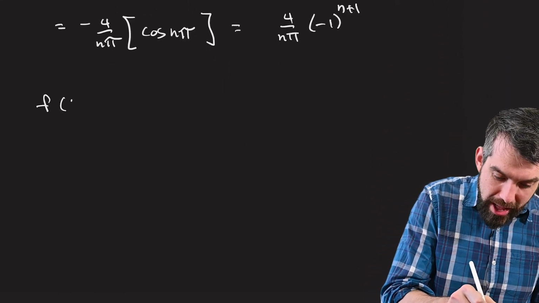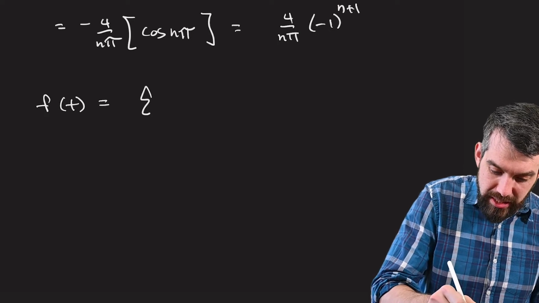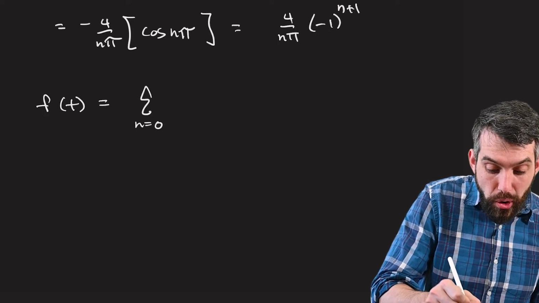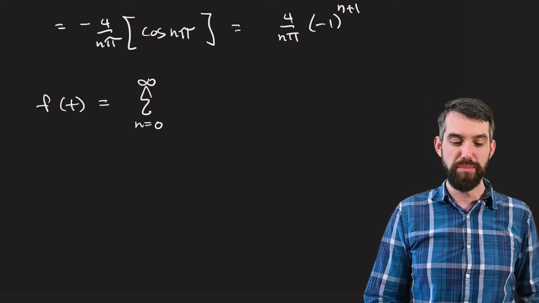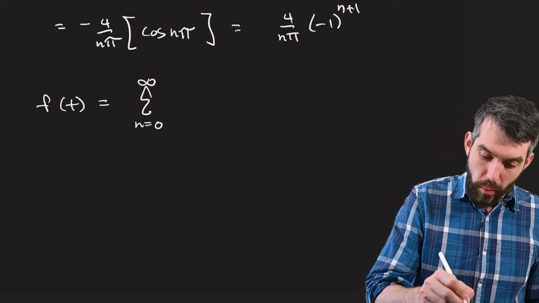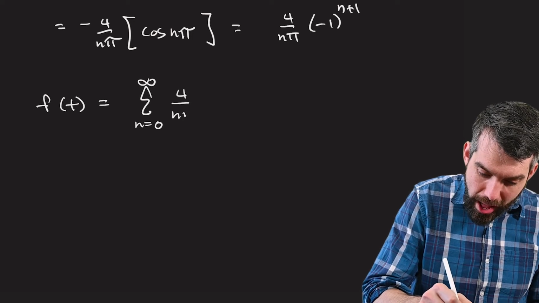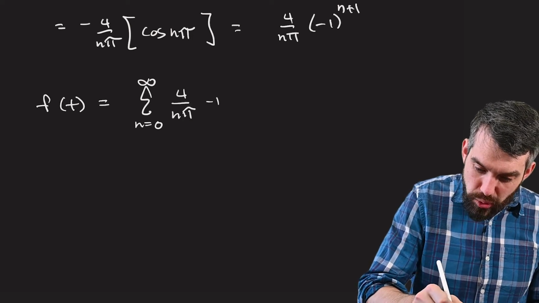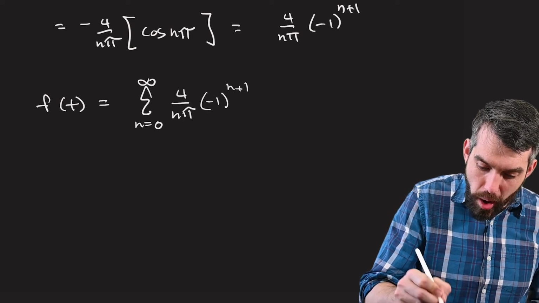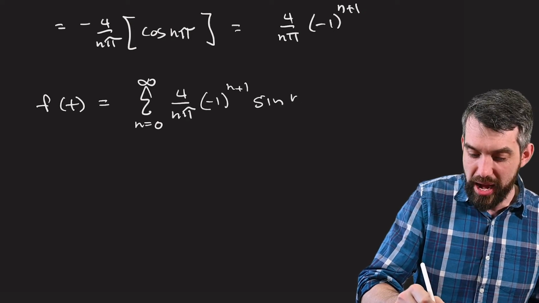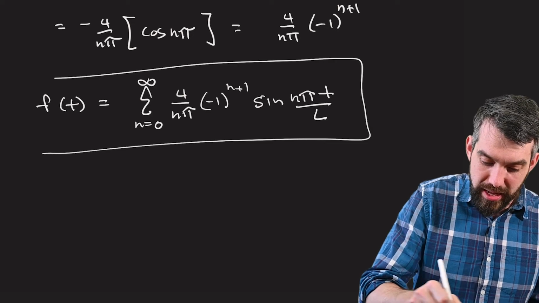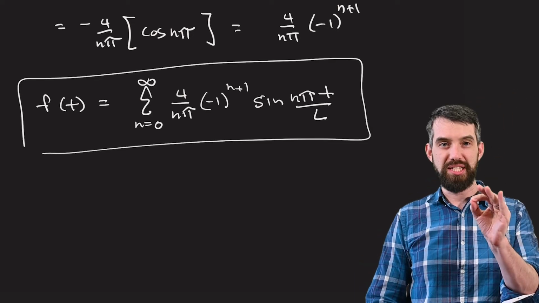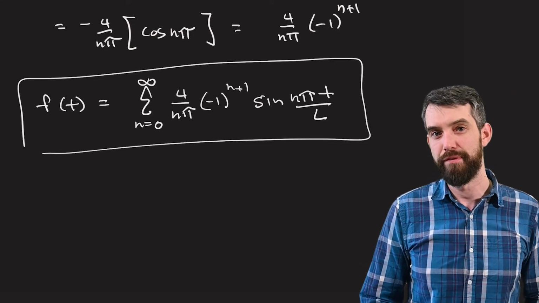So what is my f of t? My f of t is a sum. It is only going to include these sine terms. There is no a0 term, there are no an terms, there are only bn terms. And so what do I have? 4 divided by n pi, times -1 to the power of n plus 1, all multiplied by sine of n pi t divided by L. That is my final answer for the Fourier series of this particular sawtooth wave.